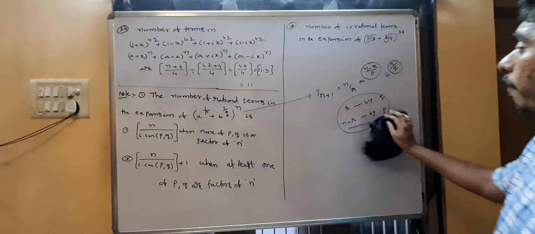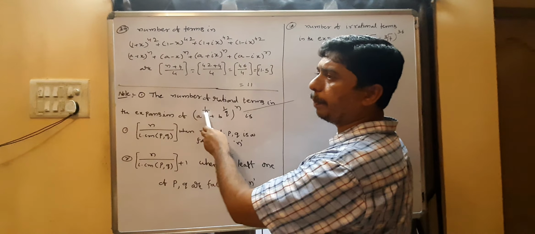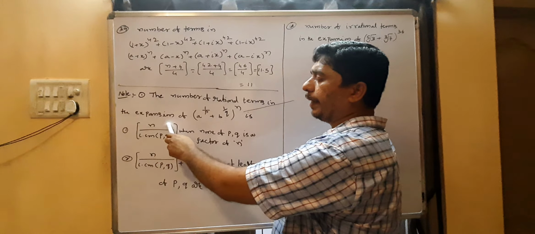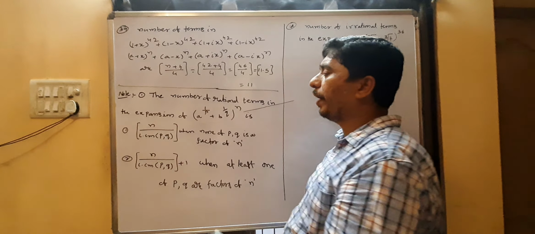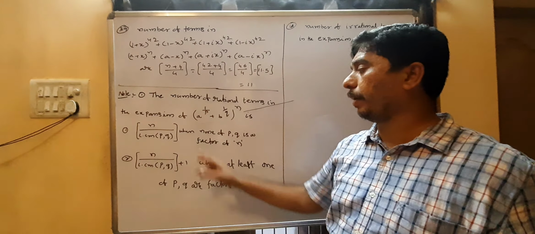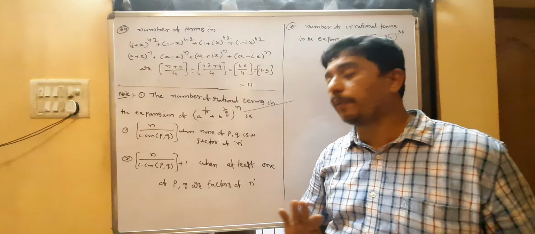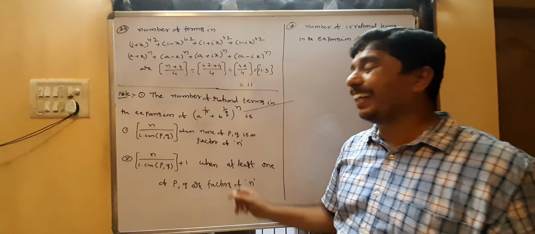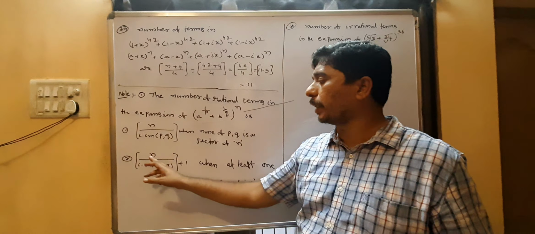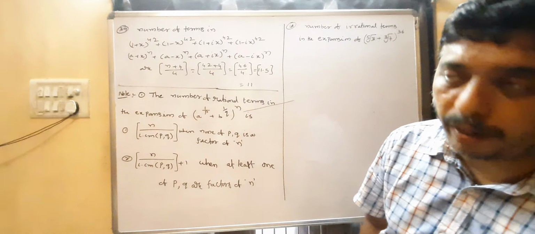Like number of rational terms, shortcut formula for this: number of rational terms in the expansion (a^(1/p) + b^(1/q))^n is step of, means greatest integer function, n by LCM of p, q when p, q are not factors of n. When none of p, q are factors of n means p and q, any one value is not a factor of n. If at least one of p and q is a factor of n, then the formula becomes step of n by LCM of p, q, plus 1, when at least one of p, q is a factor of n.